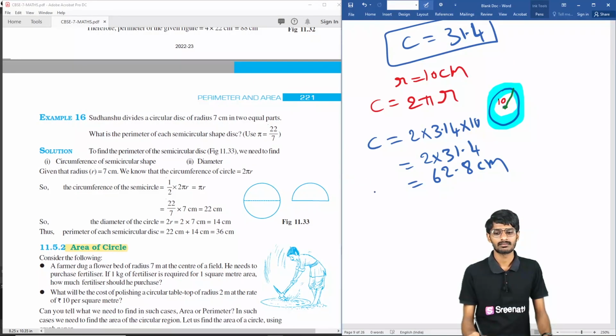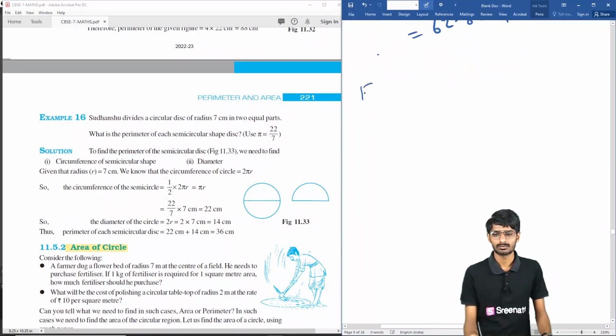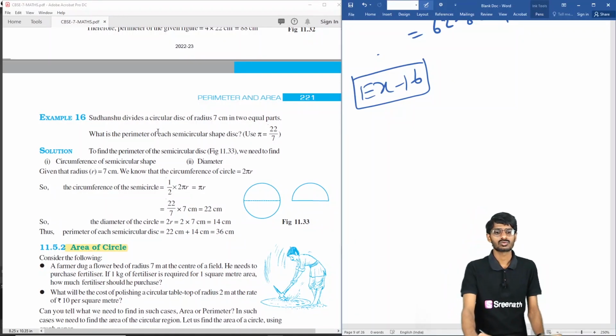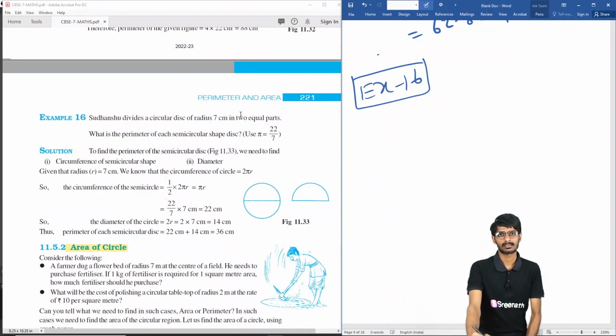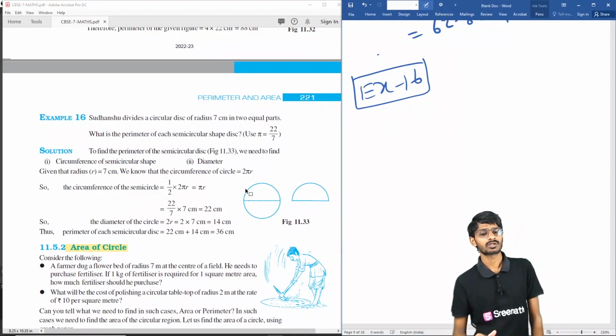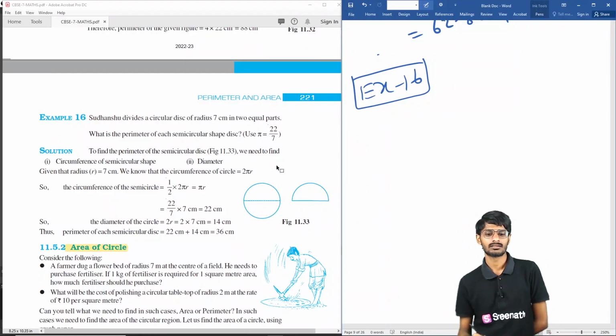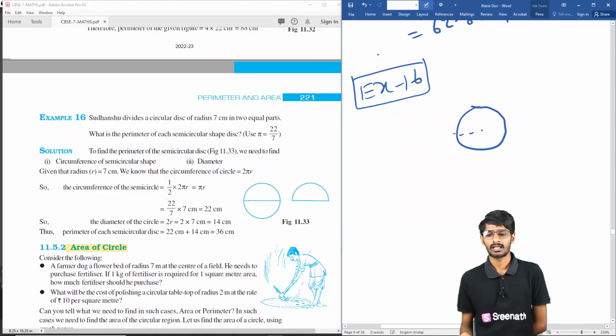Here is another example I am going to explain. Sudhanshu divided a circular disc of radius 7 centimeters into 2 equal parts. So there is a circular disc, divided into 2 equal parts. What is the perimeter of each semicircular disc? They have divided it along this line, so it becomes one part and another part, equal parts.